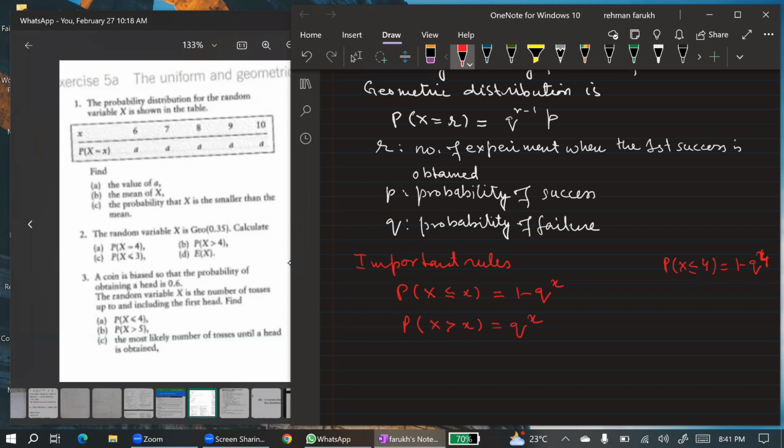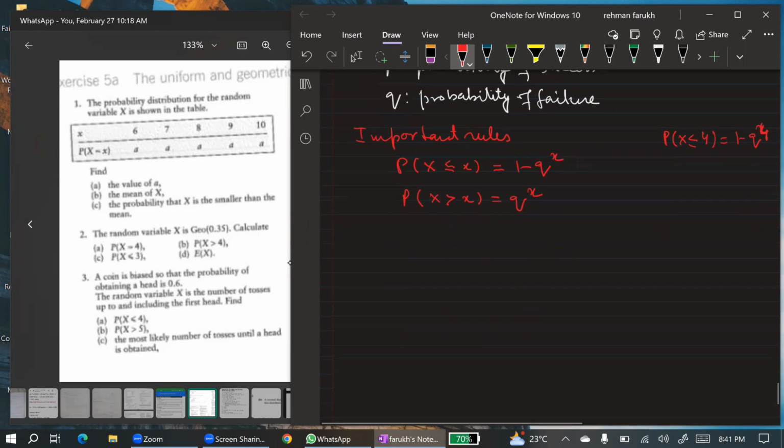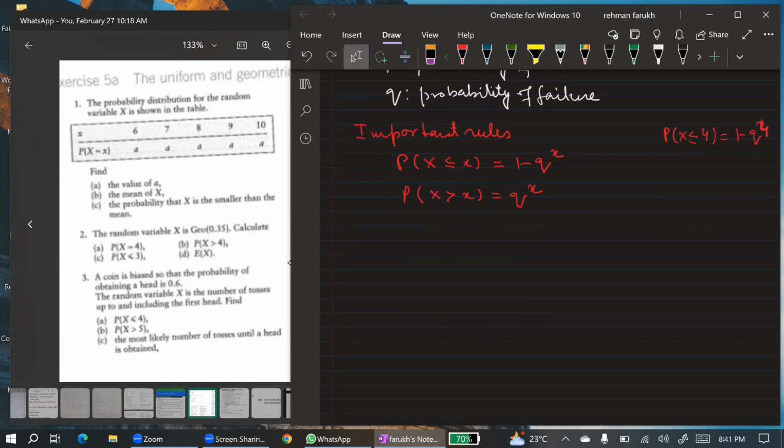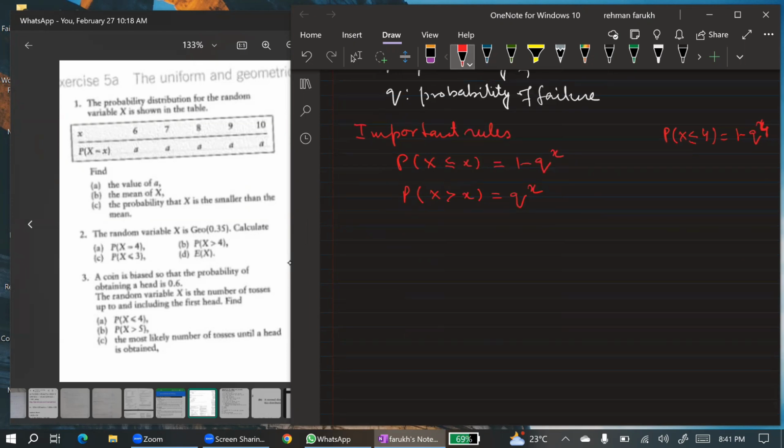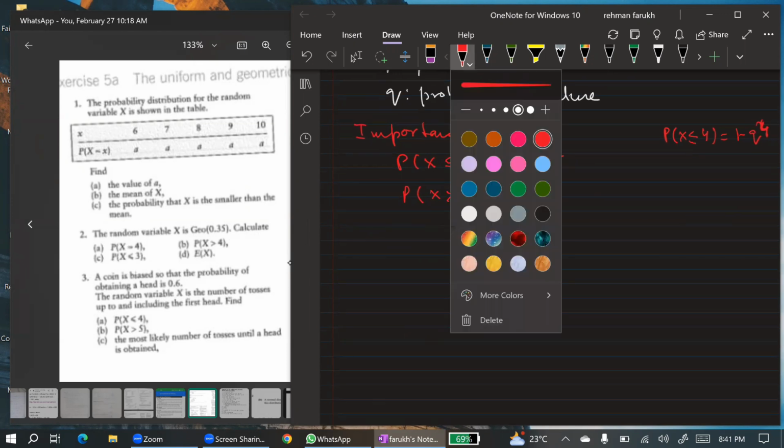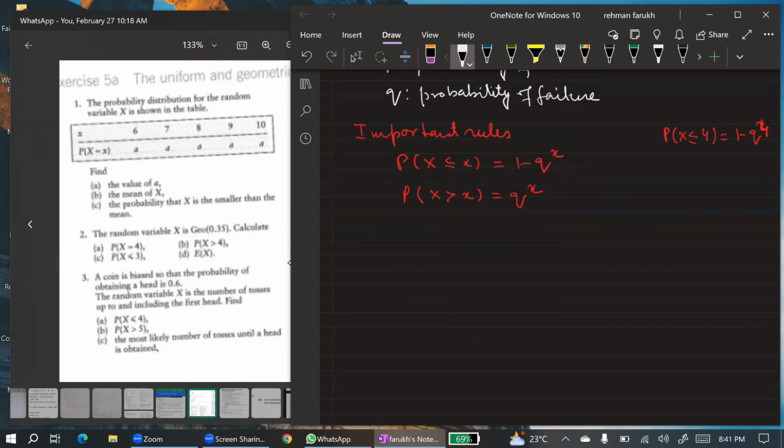Okay. Now in question number 3 you will get the answer. Please, OK, read question number 3. A coin is biased so that the probability of obtaining a head is 0.6. The random variable x is the number of tosses up to and including the first head. Find the probability of x less than 4. जी. Question number 3.